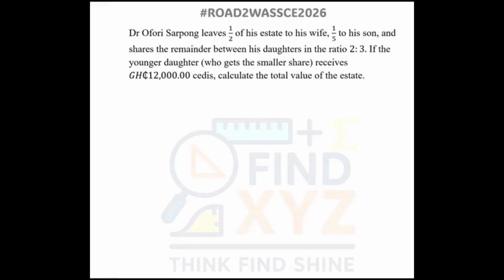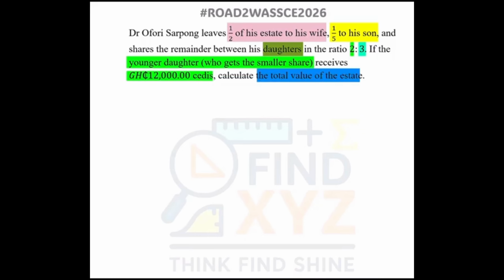We are still on the road towards 2026. Let's try this word problem. Dr. Oforisapon leaves 1 out of 2 of his estate to his wife, 1 out of 5 to his son, and shares the remainder between his daughters in a ratio 2:3. If the younger daughter, who gets the smaller share, receives 12,000 Ghana cedis, we are tasked to calculate the total value of the estate. Let's dive in.